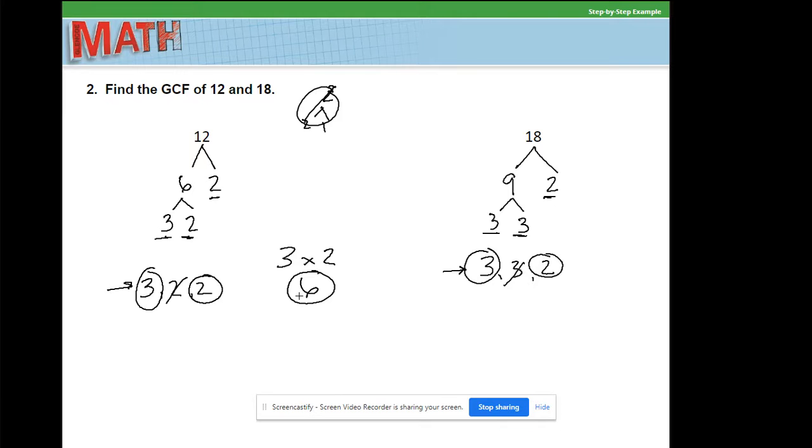If you don't like doing it this way, you can go back to doing it the other way, which is 12 and 18, and then say what times what is 12. So 1, 2, 3, 4, 6, and 12 are all factors of 12. And then 1, 2, 3, 6, 9, and 18 are factors of 18. As you can see, we have 1 as a common factor, but it needs to be the biggest common factor. 2, nope. 3, getting close. But 6 is our greatest common factor. So 6 is our answer.